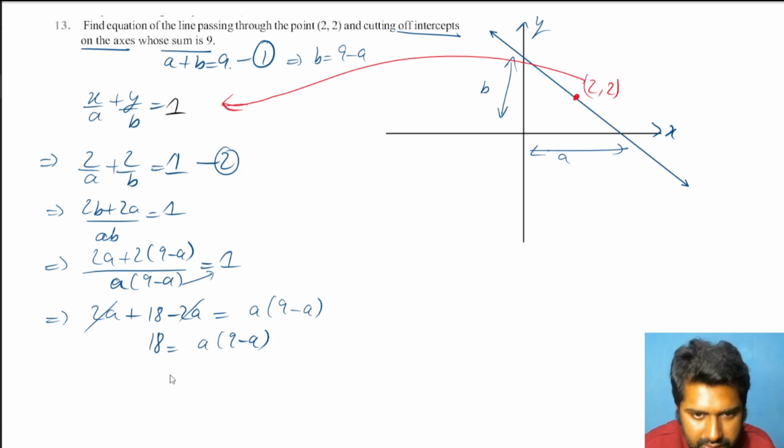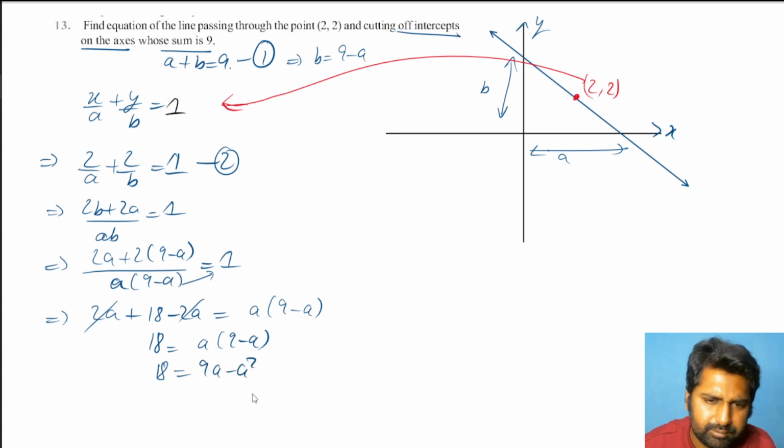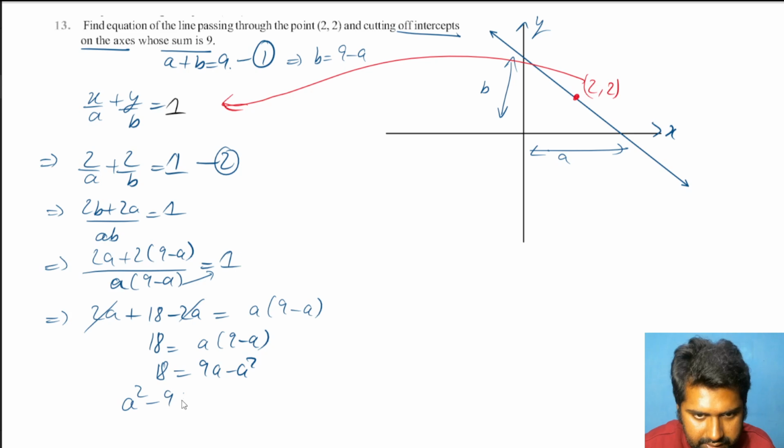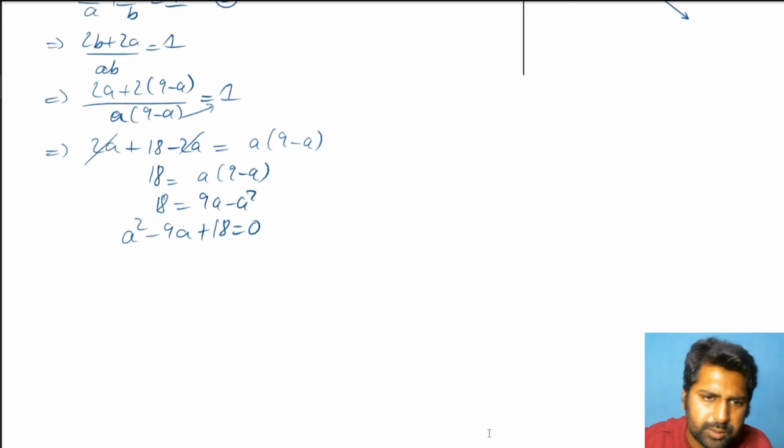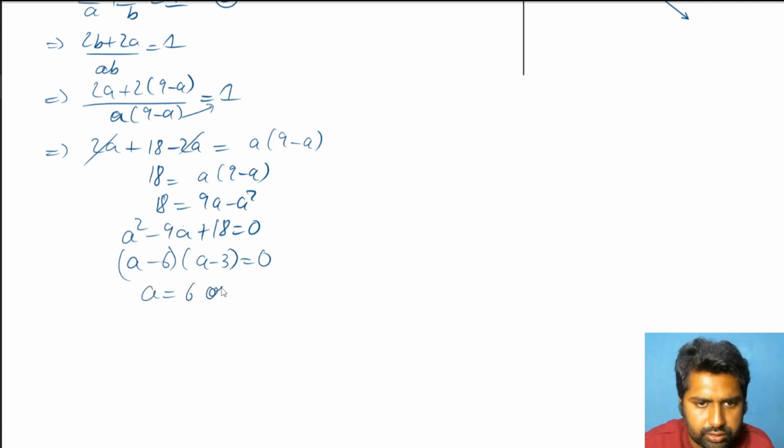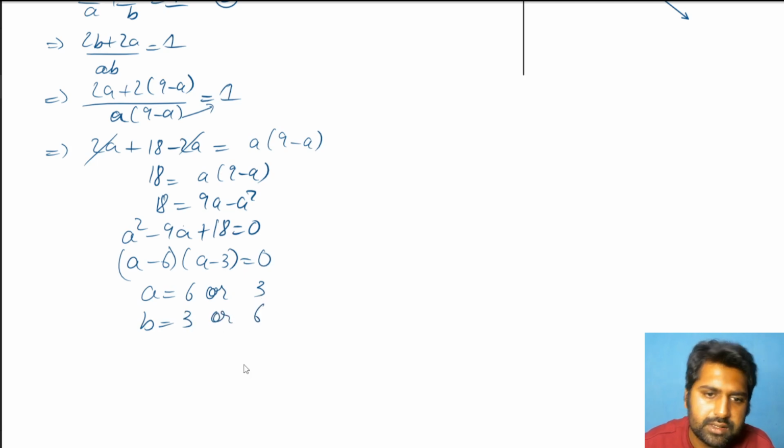And now it's solvable. So we get 18 is equal to 9a minus a square. Get everything on the left. a square minus 9a plus 18 equals 0. You'll get (a minus 6)(a minus 3) equals 0. a is 6 or 3. Both are possible values. So accordingly, b will be, once a is 6, b has to be 3, or if a is 3, b has to be 6.